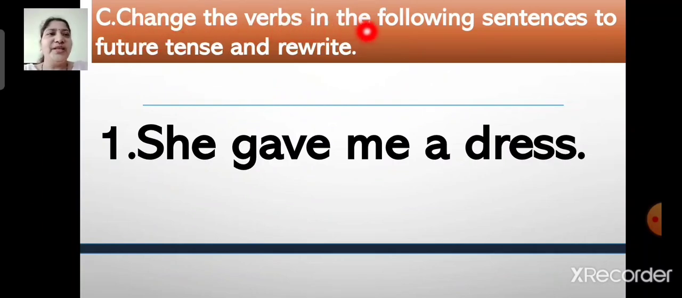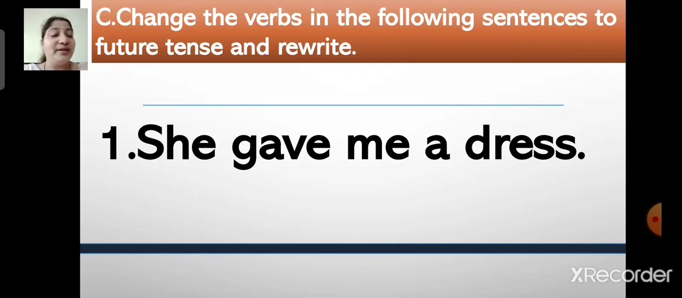Change the verbs in the following sentences to future tense and rewrite. Now children, read the following sentence. She gave me a dress. I repeat, she gave me a dress. So children, what is the verb in this sentence?